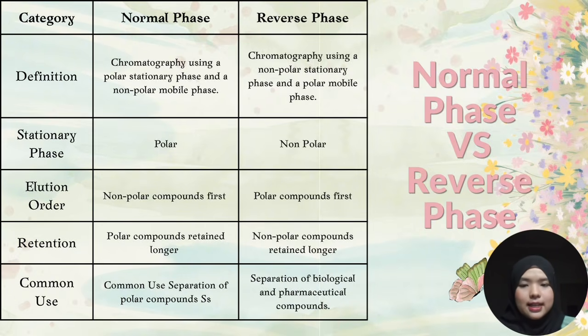Reverse phase chromatography is the exact opposite. Here, the stationary phase is non-polar and the mobile phase is polar. This completely flips the elution order. Polar compounds move the fastest while non-polar compounds are retained longer. Understanding this distinction is key because it tells us exactly how to read our result and identify which pigment is which based on how far they travel.